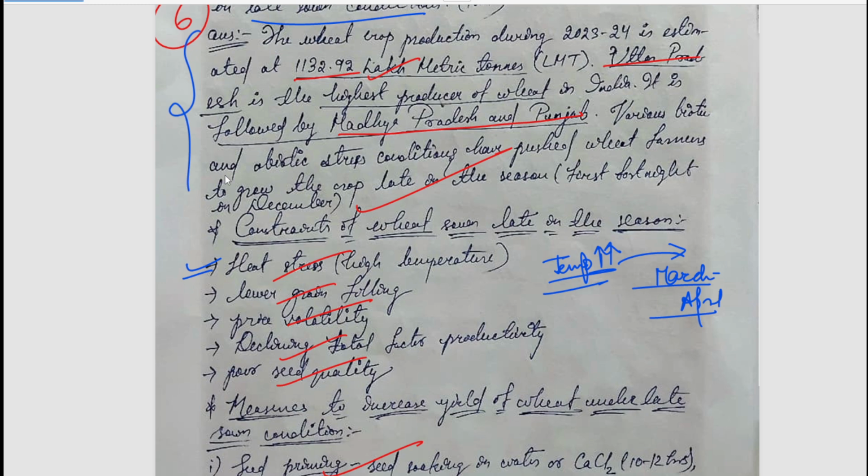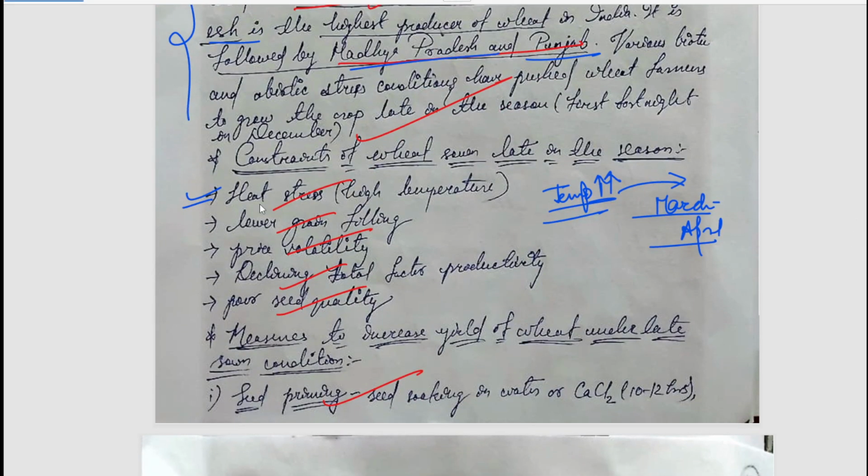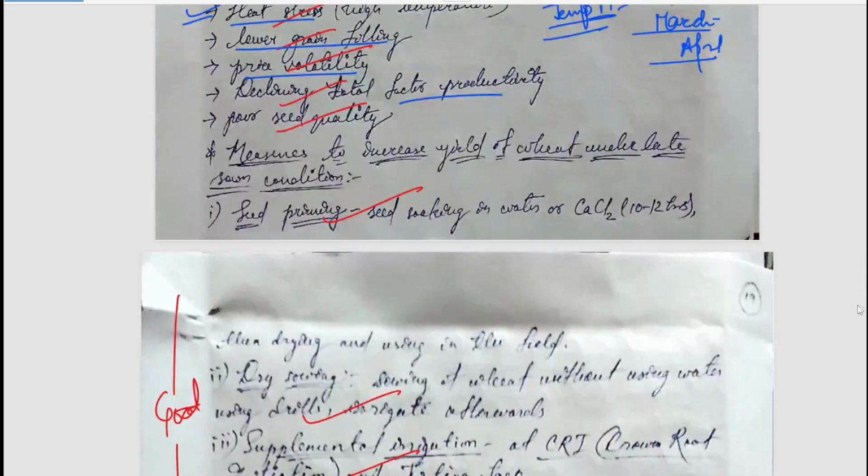And I think I missed the introduction part. You can see the student has mentioned some major wheat producing states, such as Uttar Pradesh, Madhya Pradesh, Punjab. All these are good wheat producing states. Now the constraints: heat stress we have just discussed, lower grain filling, obviously price volatility, obviously declining total factor productivity. All these things are good points.